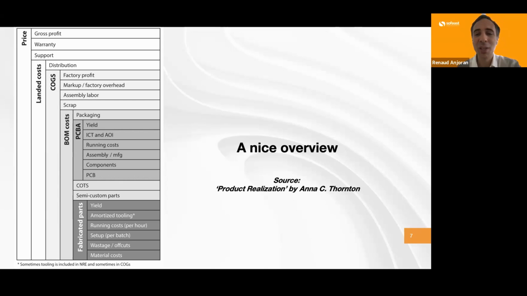Then you need to get the products to market, and that gives you landed costs. Now this is like Russian dolls, right? Right. Your landed costs include cost of goods sold, which includes BOM costs and so on. And then on top of that, you have customer support, honoring the warranty, the returns and things like that. And then on top of that, you need to think of your margin, right? Your gross profit, and that leads you to your price.